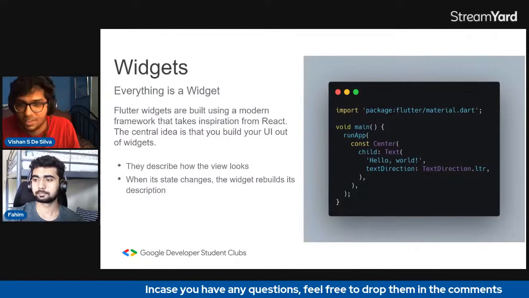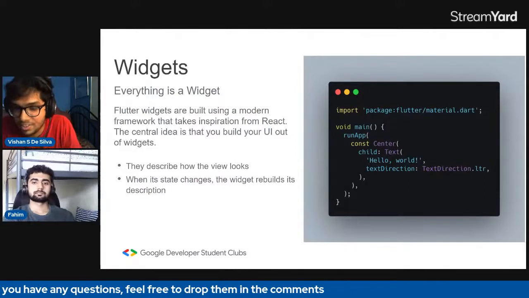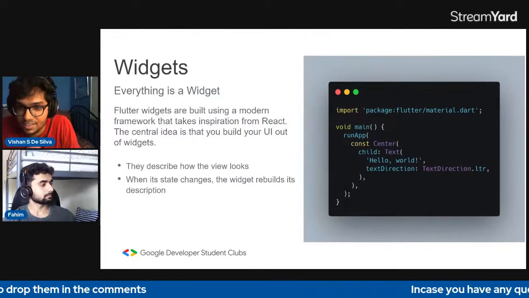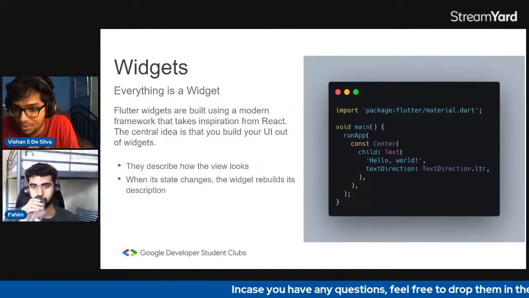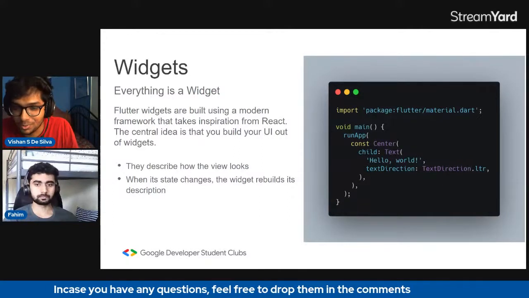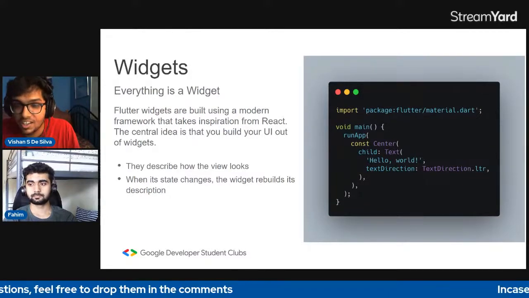On the right, we have an example. This is just a quick block of code. You can think of it like a Hello World application in Flutter. What's happening is you have a center widget, and its child widget is a text widget. In that widget, you're just showing Hello World with the text direction as left to right. That's what LTR means.